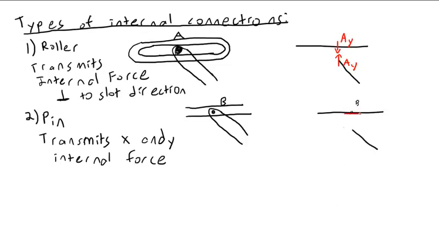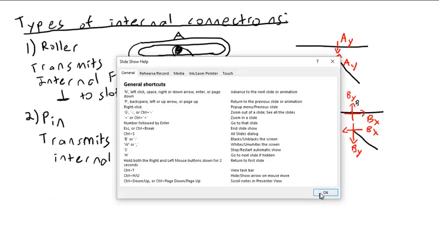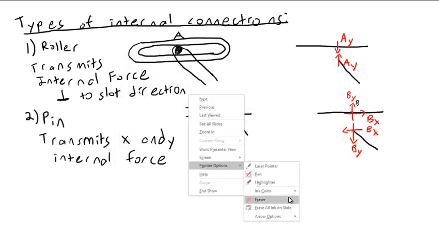We would have Bx and By, and then on the corresponding piece, we would have opposite forces, Bx and By, like shown. Okay, simple enough. Again, the pin can transmit force in two directions. And finally, what do you think the last one is?